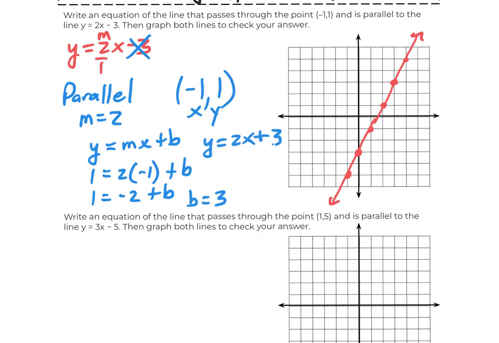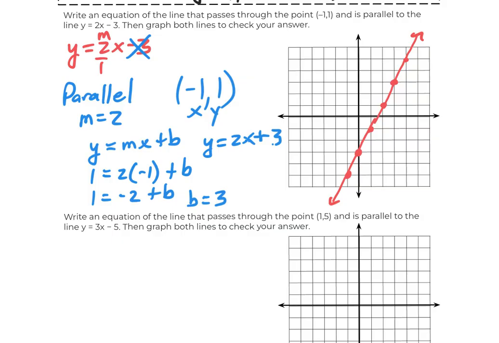So my equation here is y equals 2x plus 3. And it's asking us to graph this. I know what the slope is. I know what the y-intercept is. So now we're going to graph this just like we did the first one.